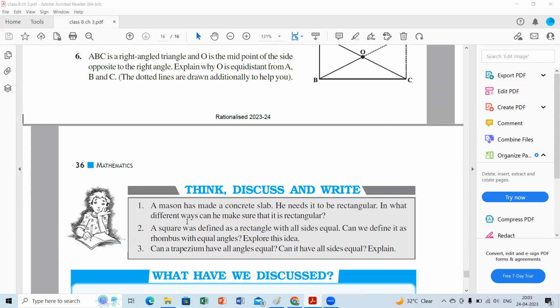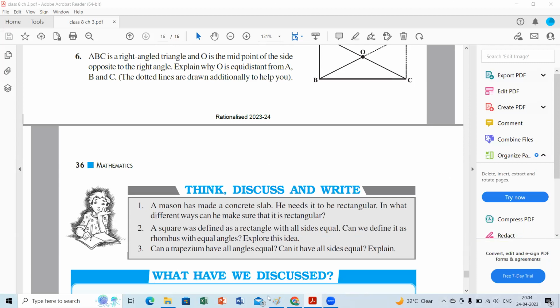Think, discuss and write why a mason makes concrete slabs that need to be rectangular. In what different ways can he make sure that it's a rectangle? A square was defined as a rectangle with all sides equal. Can we define it as a rhombus with equal angles? Explore this idea. Can a trapezium?